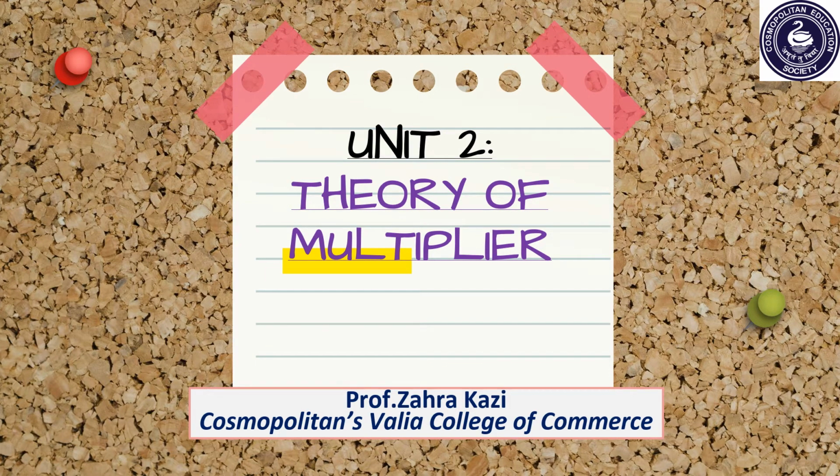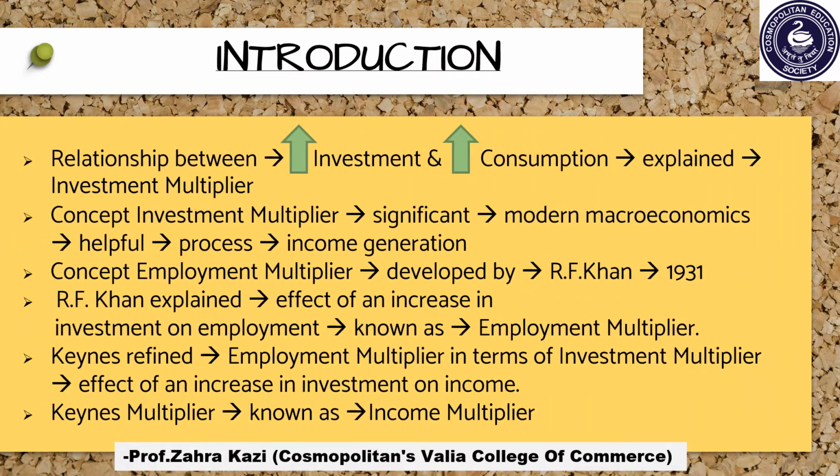Unit 2, Theory of Multiplier. Introduction. The relationship between increase in investment and increase in consumption is explained through this concept of investment multiplier. So the concept of investment multiplier is very significant. That means it is very important in modern macroeconomics, as this concept is helpful in the process of income generation.